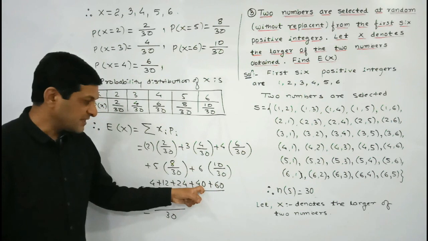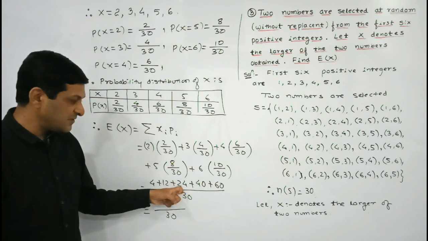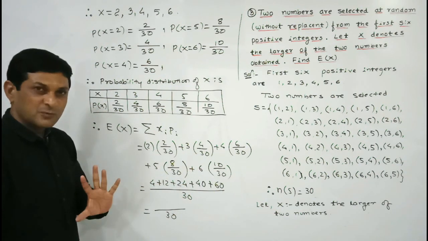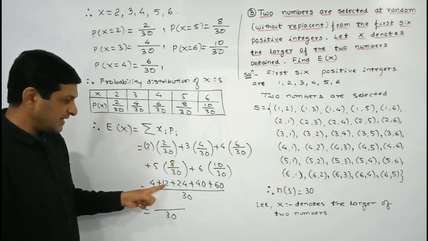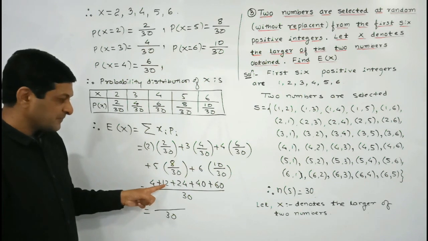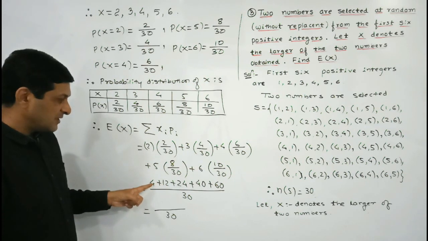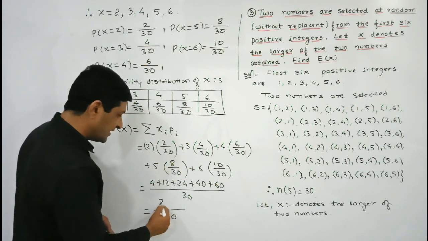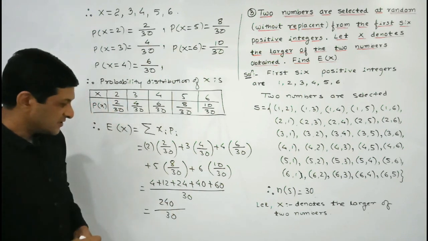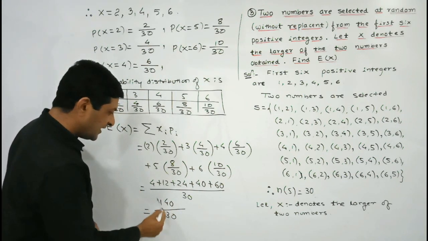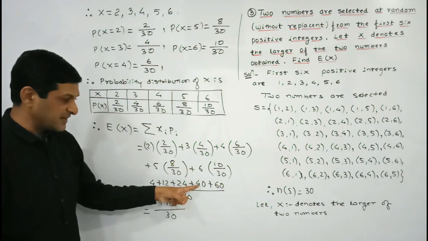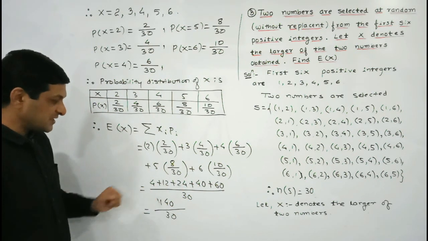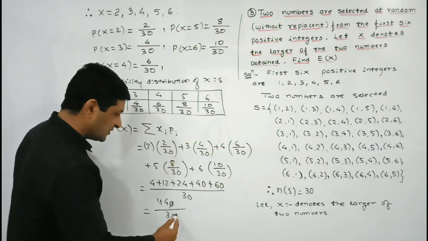60 plus 40 is 100. 100 plus 24 is 124. 124 plus 12 will be equal to 136. Again check it very carefully. 60 plus 40 is 100, plus 24 is 124, plus 12 is 136. 136 plus 4 is 140. Here the 0 and 0 will get cancelled.